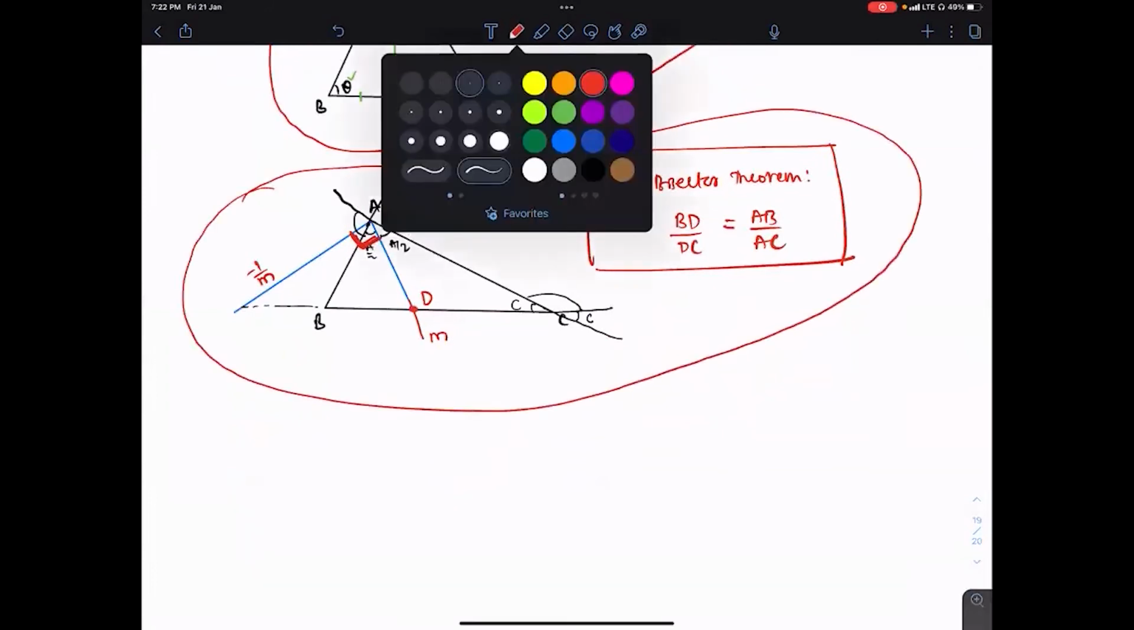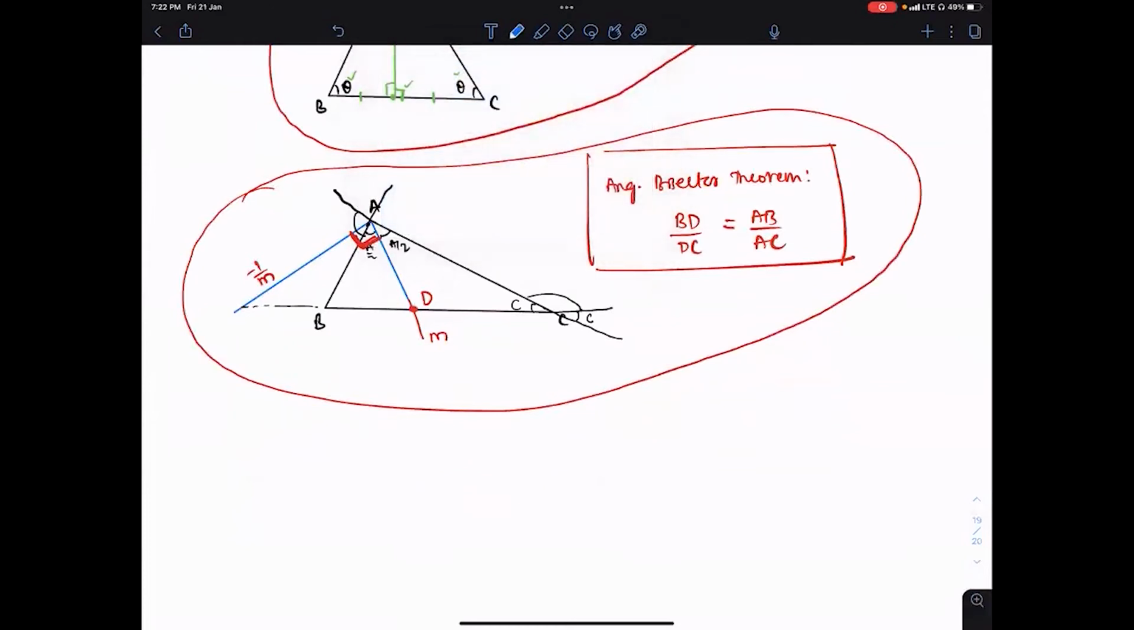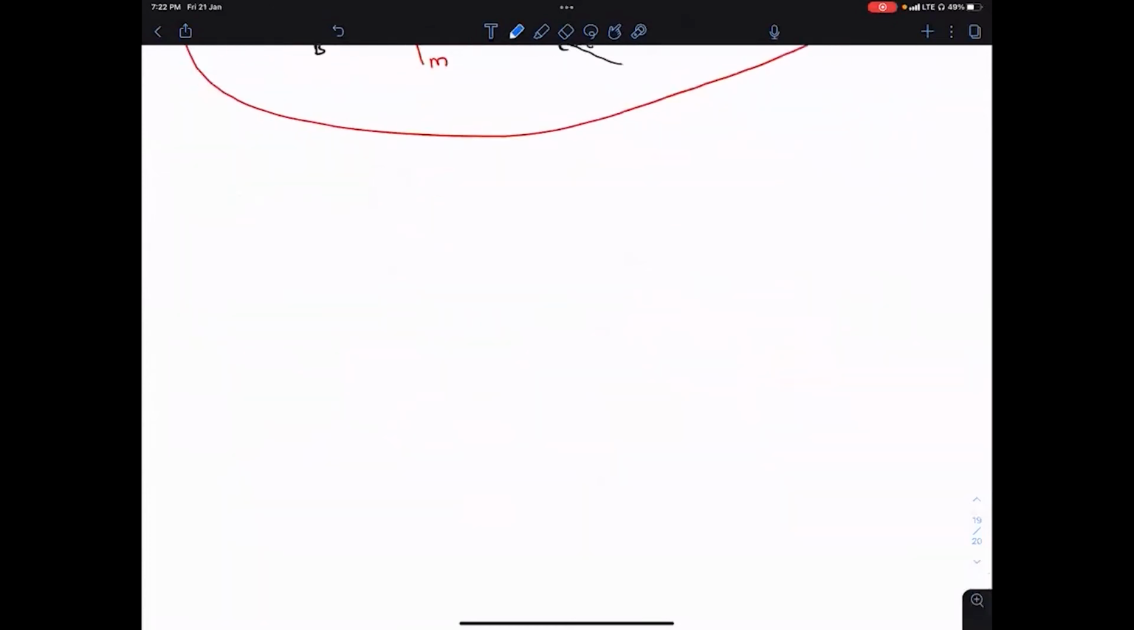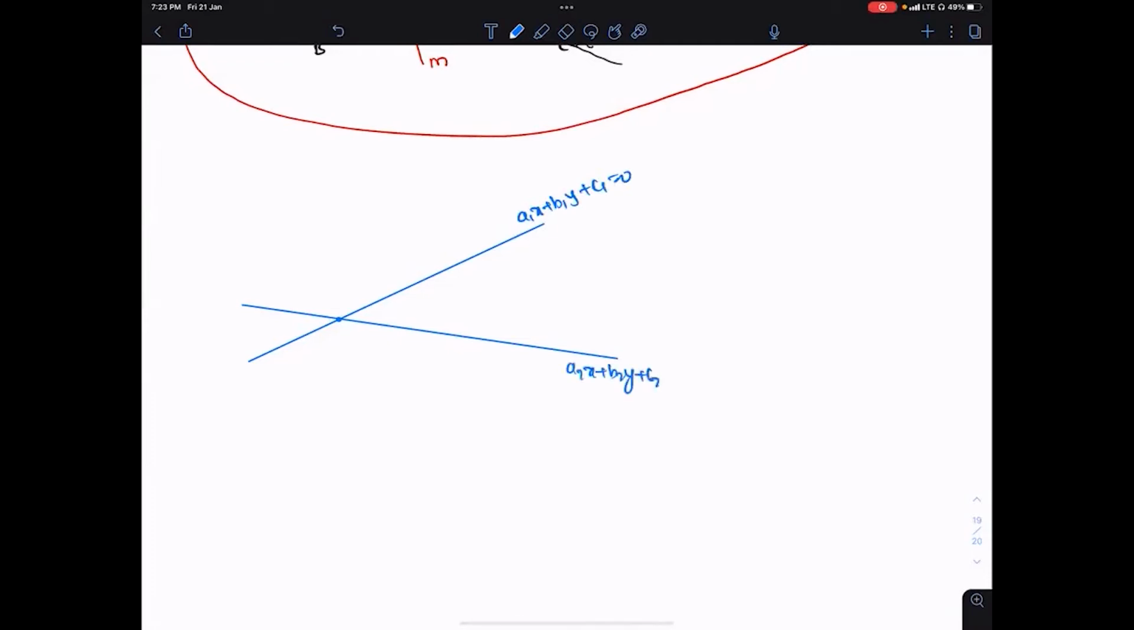And the third one, when it comes to straight lines, there is a very simple method, for example, to find the slopes of angular bisectors. If you have two lines, let's say one line is a1x plus b1y plus c1 equal to 0. The other line is a2x plus b2y plus c2 equal to 0.